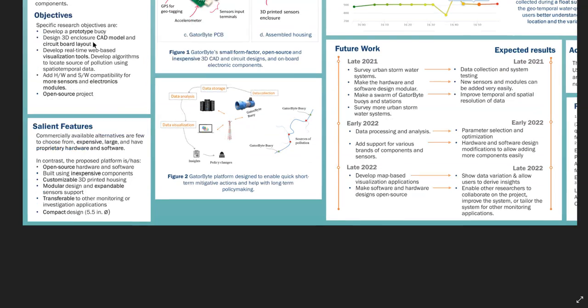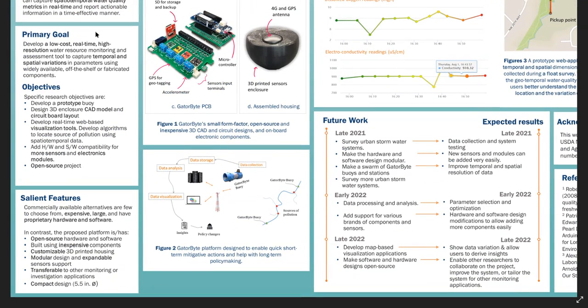The most notable features of GatorByte are as follows. Firstly, it is an open source project and will allow other researchers to modify the platform according to their needs. The GatorByte is also built using inexpensive and accessible components and a customizable 3D enclosure and printed circuit board. The hardware and software are modular and can be adapted to be used for different monitoring applications. The buoy is extremely compact with an outer diameter of 5.5 inches and can easily fit through stormwater drains.